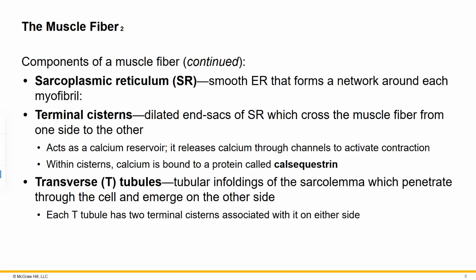So, more components of the muscle fiber, also known as the muscle cell. The sarcoplasmic reticulum is a smooth endoplasmic reticulum that forms a network around each myofibril. The main goal of this sarcoplasmic reticulum is to store calcium for the muscle contraction. A lot of people think, oh, calcium is needed in order to make strong bones, and that may be true, but calcium is needed for so many other things in the body. We learned about the nerve impulse and how, in order to release neurotransmitters from the end of a neuron, a lot of times calcium has to enter.